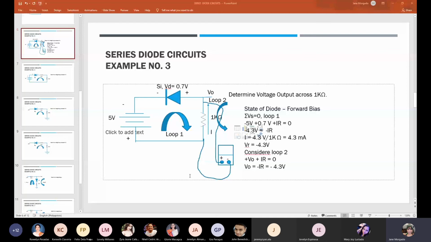Kung saan lumabas, yun yung kanyang sign. And same direction with current. If the loop and the current have the same direction, you shall have minus IR. Pagka opposite direction, plus IR. Yun lang yung dalawang rules na gagamitin natin. Just be consistent with the rules. Nasagot ko ba yung tanong mo?